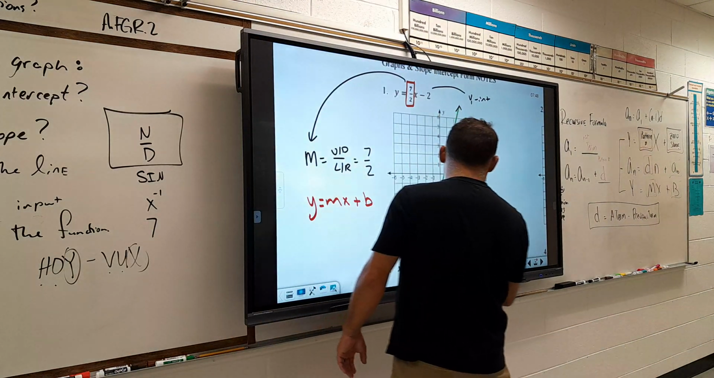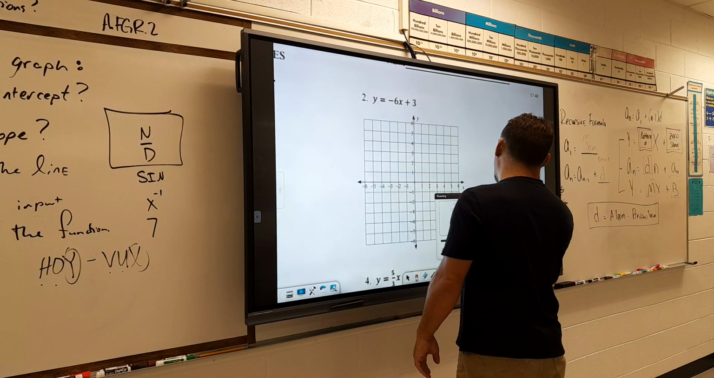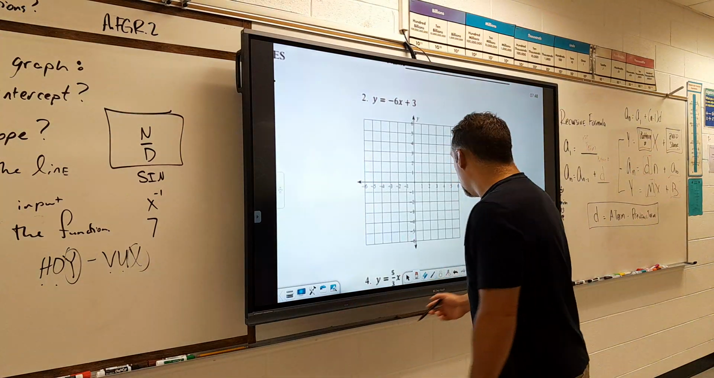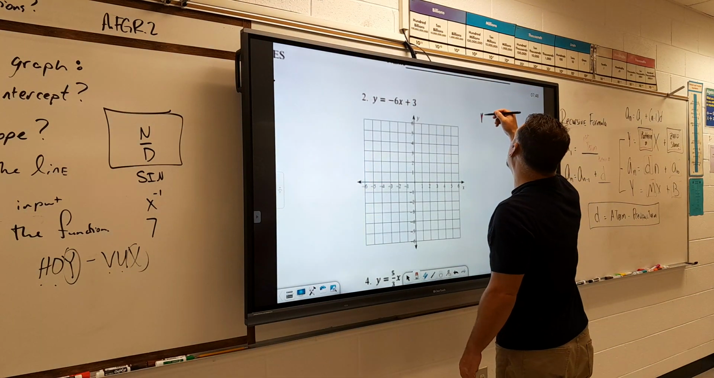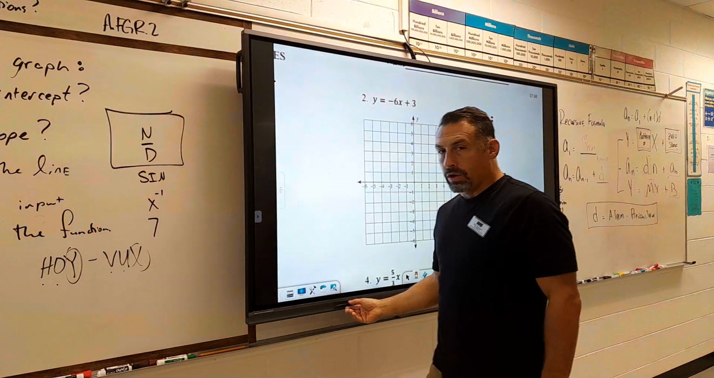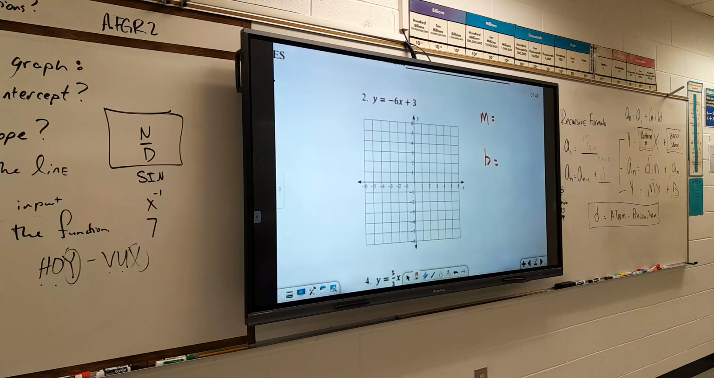Let's try another one. Easy. Fantastic. Do me a favor. I want you to identify the slope and identify the y-intercept before you do your graph. Like, write it down so I can see that you know.